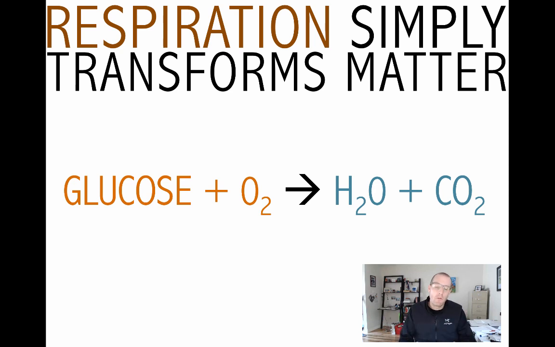There need to be some numbers in here, because just these molecules, or the lack of numbers, implies there's one of everything. So the matter that goes in the form of glucose and oxygen must be balanced by the matter that comes out in the form of water and carbon dioxide, because thermodynamics prohibits us from creating or destroying matter.